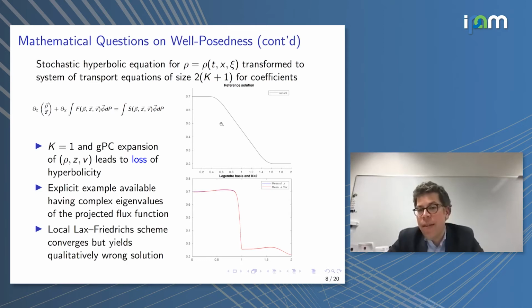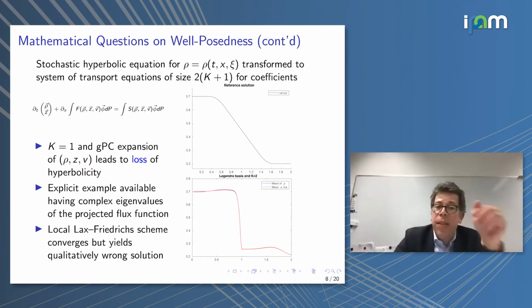But you can see nicely that the solution which you get here in red, you cannot see much difference between red and blue. Blue is the mean, red is the mean plus and minus the variance. Therefore, these are three curves, but this is not the main point. The main point is that you get a qualitatively wrong solution. So you have an expansion for a system which, due to the loss of hyperbolicity, you don't recover the correct solution. And so this makes it an interesting mathematical problem.